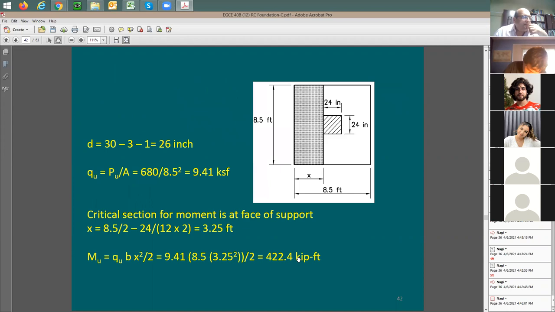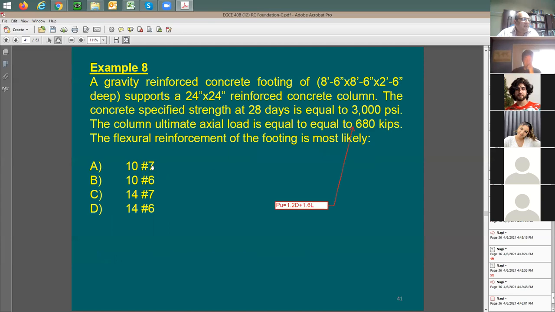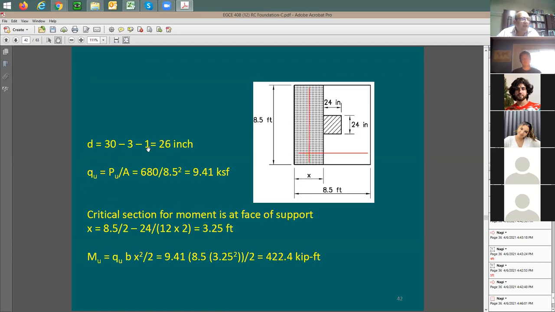So here's the footing. I need to figure out the depth. I understand that the thickness is 30 inches. You have 3-inch cover. And then you have reinforcing in both directions. If you remember here, reinforcing is gonna be running in this direction and running in this direction. And most likely, if you look here at the rebar size, it's like number 7, number 6, I'm gonna say like 1-inch diameter. So I can deduct 1 inch for the rebar size. I'm gonna end up with 26 inches. So this is gonna be the effective depth.